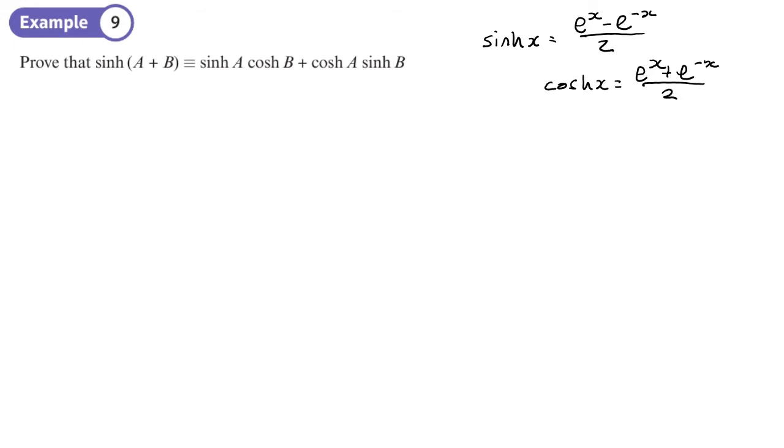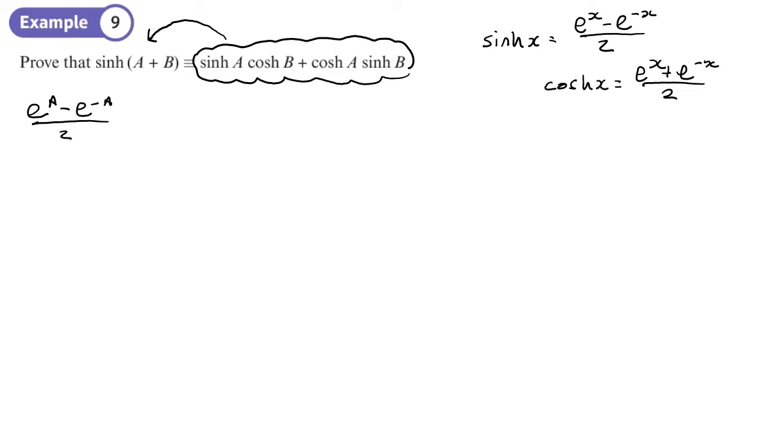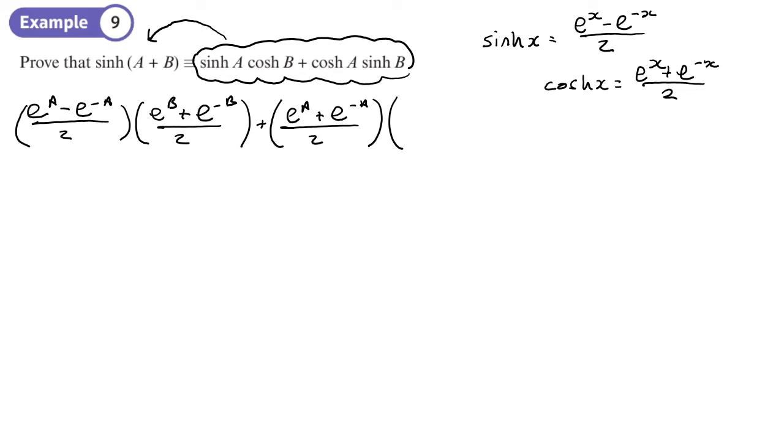Right, so this is just basically starting off with this side. Always start with the side which looks a bit more complicated, and then we can move to get this. So sinh A will be (e^a − e^(−a))/2, cosh B would be (e^b + e^(−b))/2, plus cosh A, (e^a + e^(−a))/2, times sinh B, (e^b − e^(−b))/2.